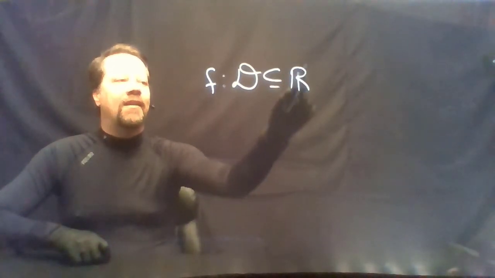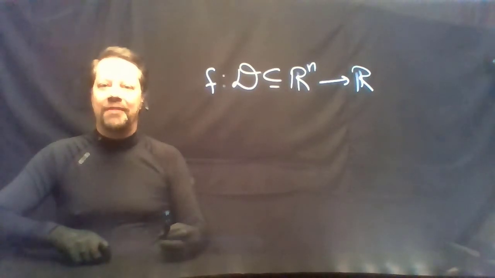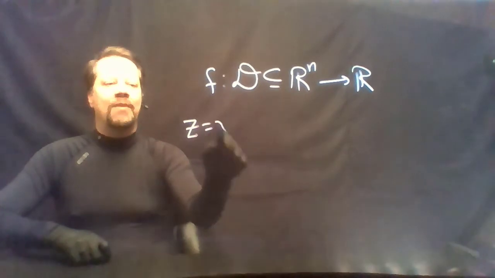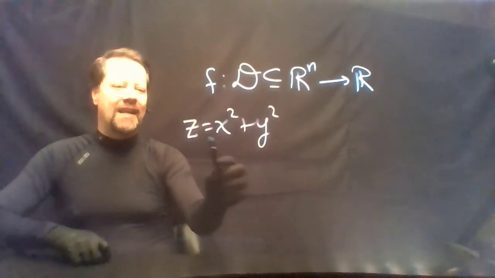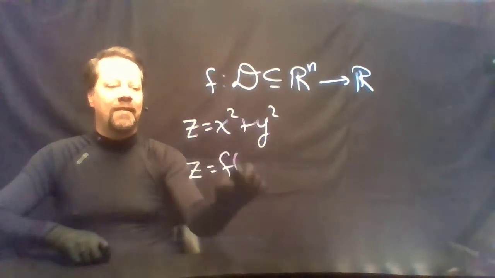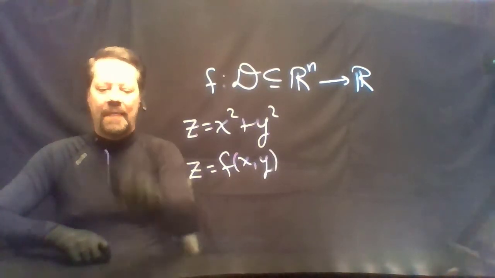I'm Dr. Jeff Groh. Today we're going to begin our discussion of functions of the form f mapping some domain contained in Rn, but outputting values in a set of real numbers. An example might be z equals x squared plus y squared. You can see how we're outputting z with the corresponding input of the point x, y.